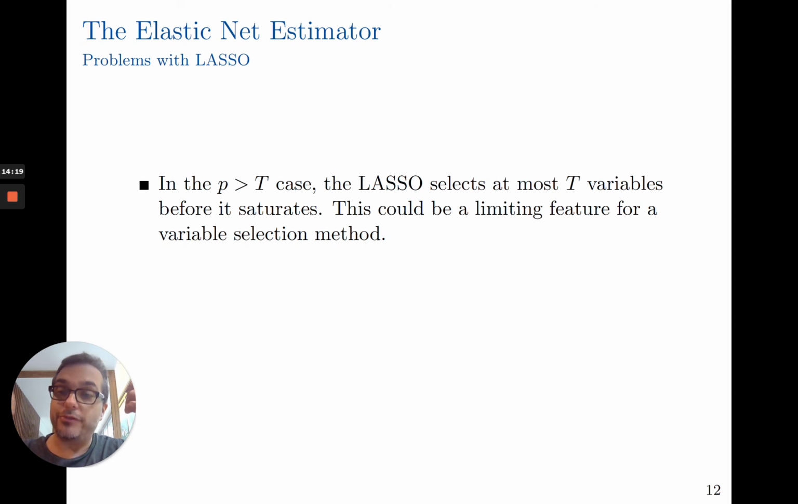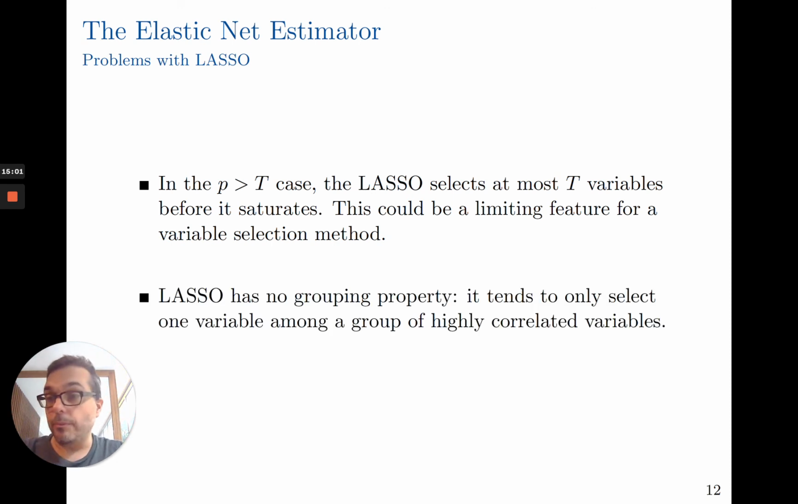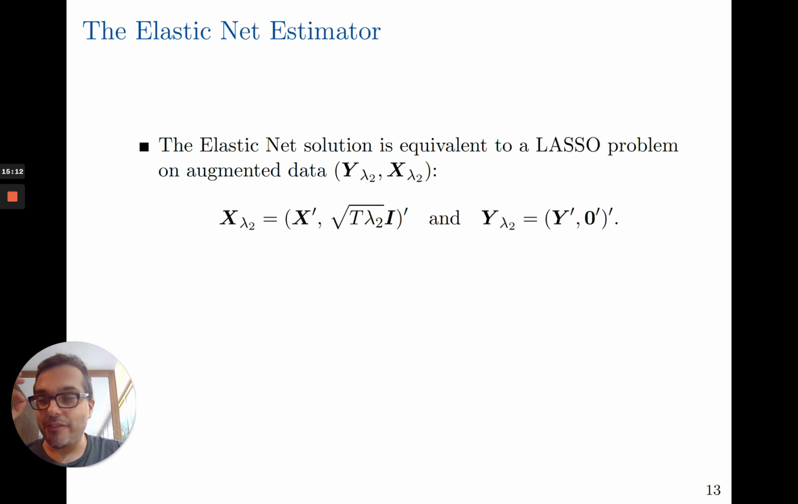But in my point of view, the most interesting advantage of the elastic net is about the amount of variables it can select. Because remember that the lasso will select at most t variables if p is larger than t. Okay? So lasso will induce a sparse solution with at most t variables, so you have to impose sparsity, and it has no grouping property. The L2 penalty will solve both problems. Okay? The first one will be solved in a very interesting way.